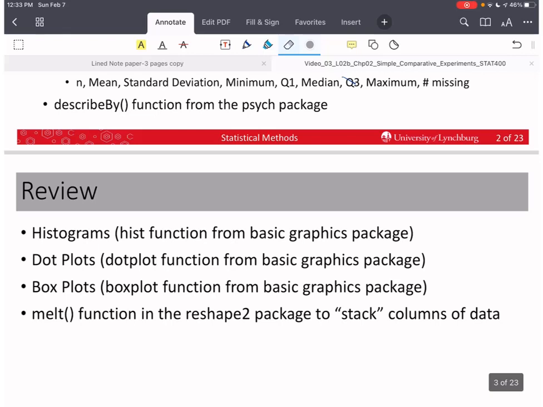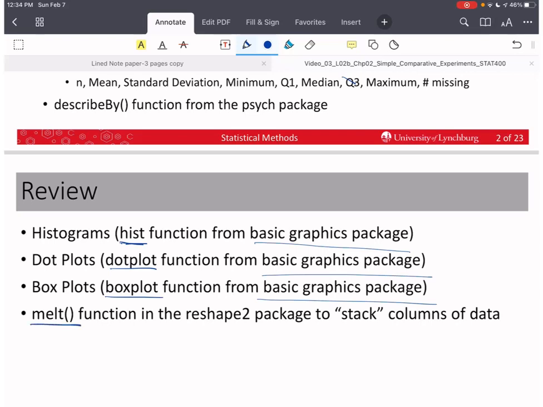Then we talked about visually representing the data, and we talked about the histogram or hist function from R. These were all in the basic graphics package that comes with R, so there's no loading of libraries or packages to get these. So we did the histogram function, and I gave you code so that you could create your own histogram, the dot plot function, and the box plot function for comparing, in this case, two different formulations of some cement or mortar.